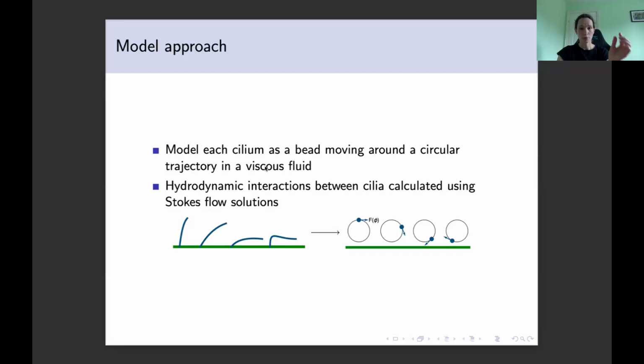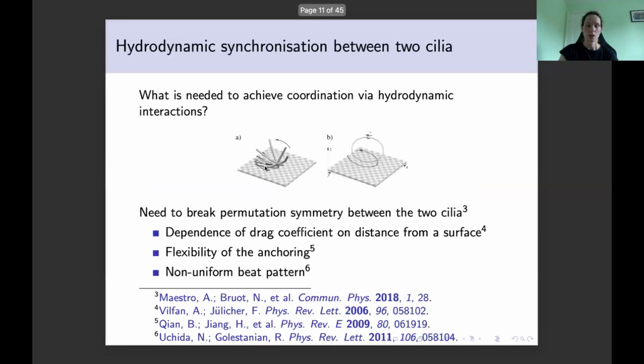So if we model each cilium as this bead, this sphere moving around on a circle, we can calculate the hydrodynamic interactions between them using Stokes flow solutions. Before I go more into the model for the many cilia problem, I just want to mention hydrodynamic synchronization between two cilia with this rotor model. So this is a well-studied problem.